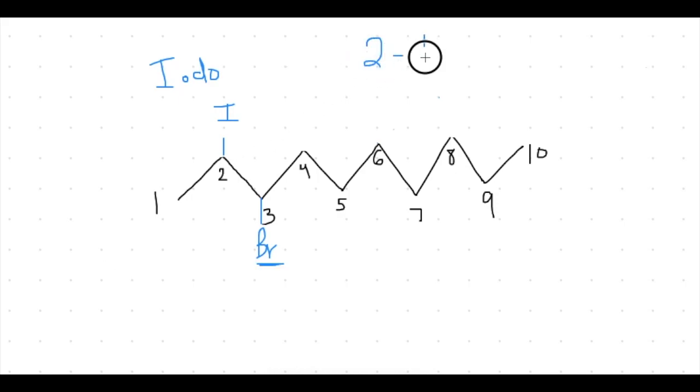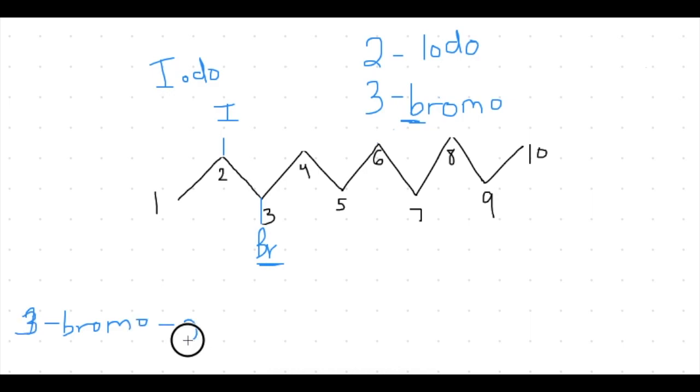Let's write down our substituents. On the carbon 2, we have an iodo, which is an iodine. And on the carbon 3, we have a bromo, which is a bromine. Now, which one would go first in our name? It's bromine, because it starts with a B, which is higher in alphabetical order. So we put it together, 3-bromo-2-iodo, and the name of our main chain is still decane.